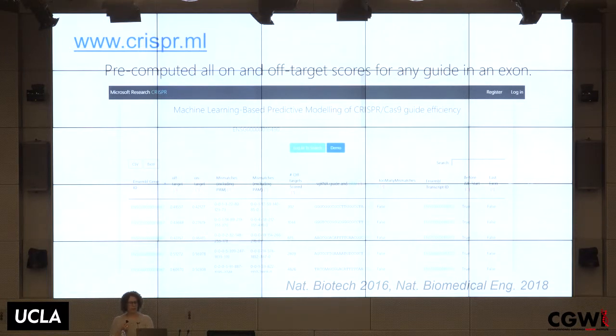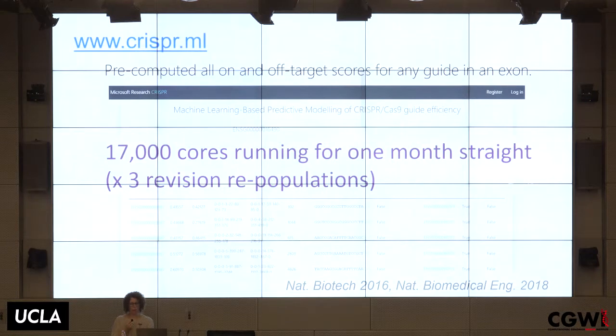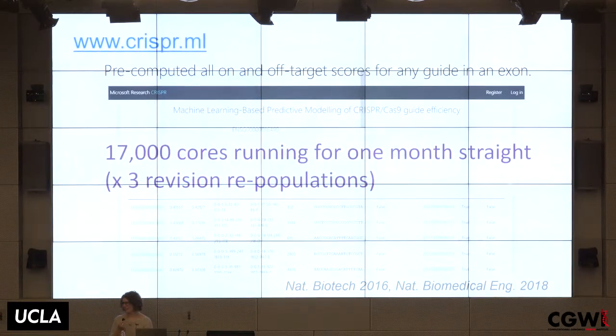And so what we did is, this paper went through 5 versions in the editorial process. 3 of those required a repopulation of this database. Each of those we ran 17,000 cores for a month straight. And I don't think my startup money will cover that.